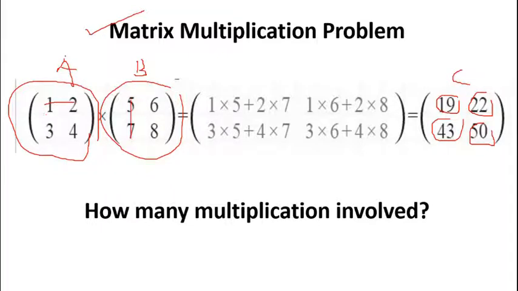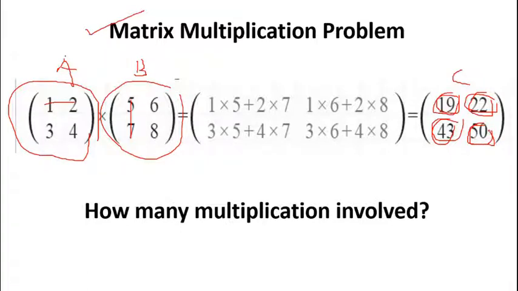So 1 times 5 plus 2 times 7 to obtain this 19, and next is 1 times 6 plus 2 times 8 to obtain 22 here, and 3 times 5 plus 4 times 7 to obtain 43, and 3 times 6 plus 4 times 8 to obtain 50.